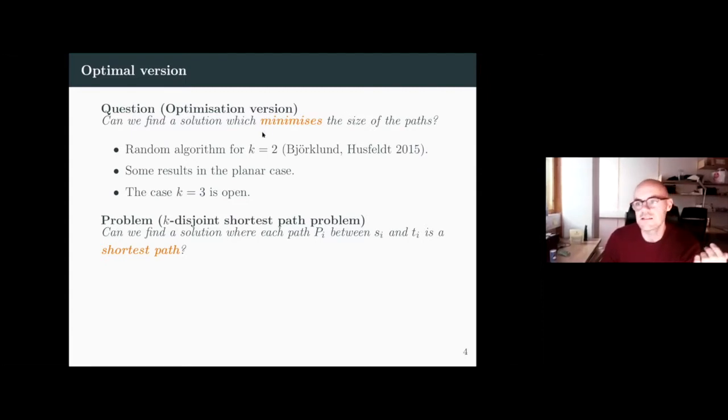And here, this is obviously weaker than this question, because if you can find the optimal solution, then you can check if the sum of the lengths of the paths is equal to the sum of the lengths of the shortest paths between the s_i and t_i. So this is a weaker question, and even for that, we didn't know anything for k equal to 3 until the result that I'm presenting now.